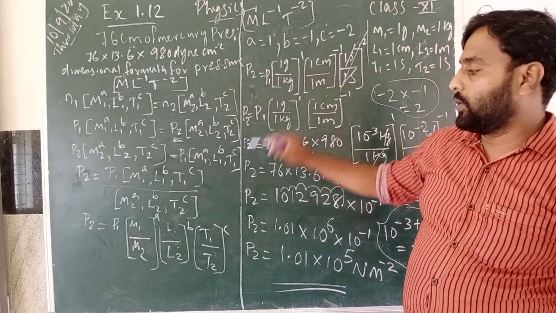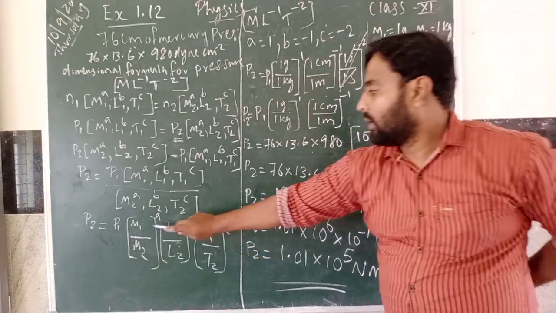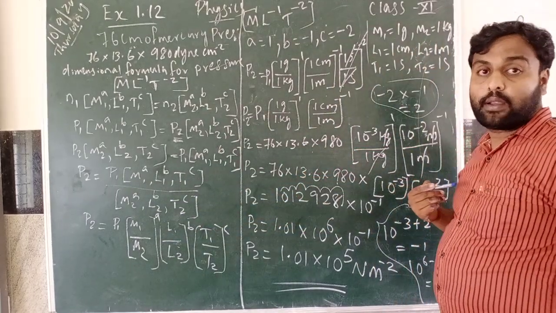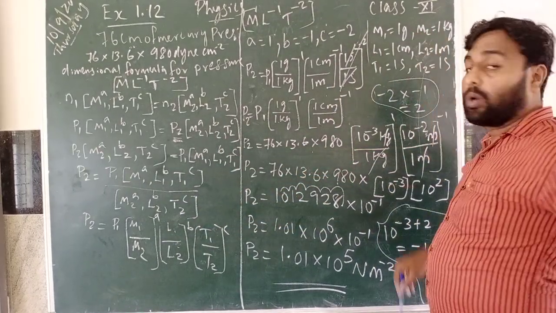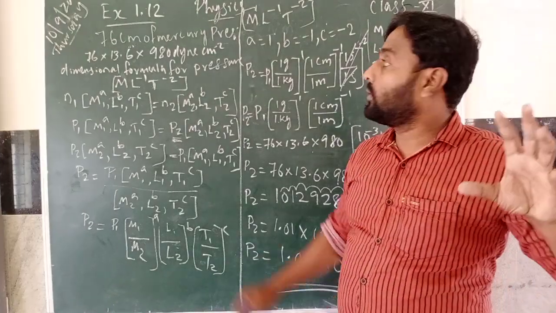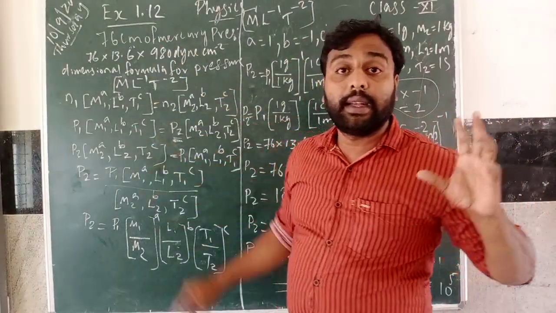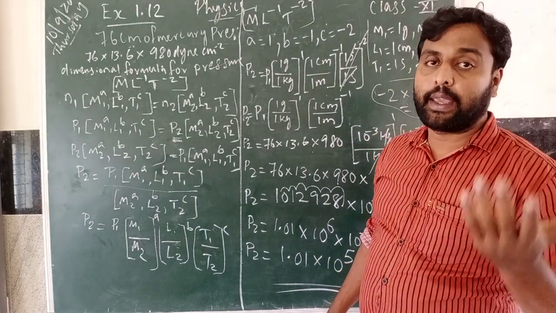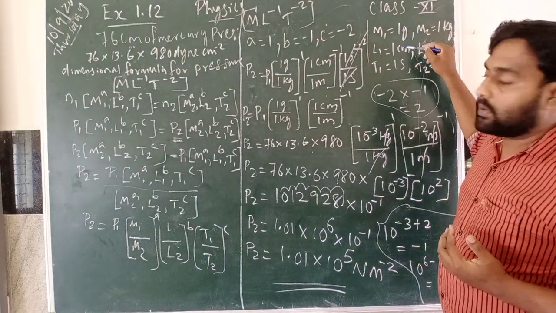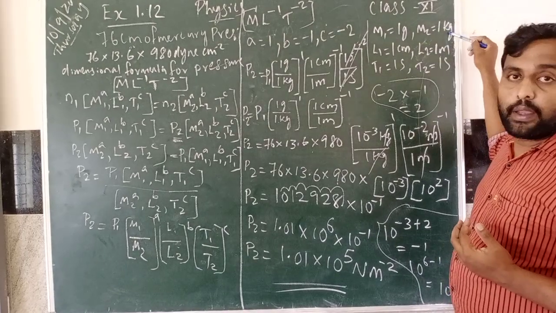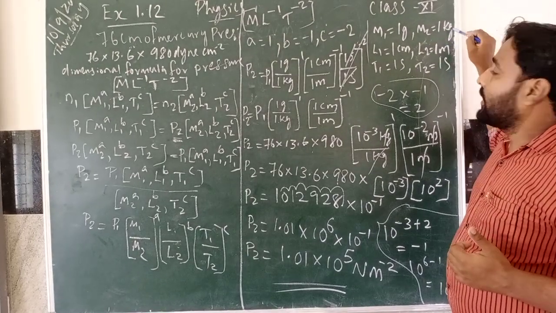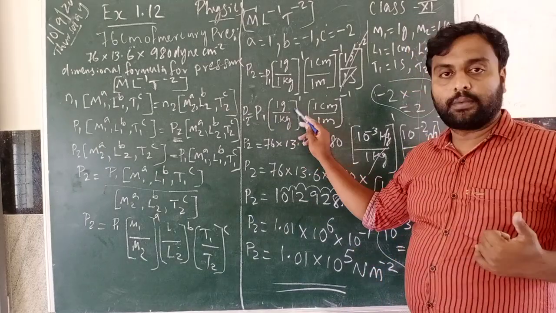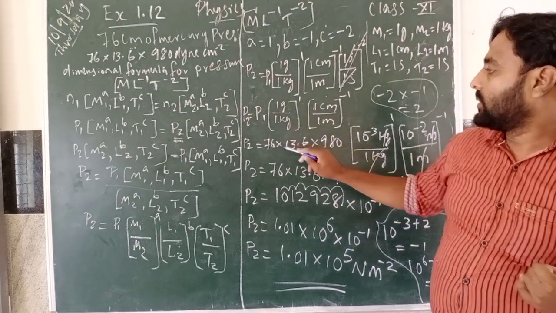Now substituting in this formula. M1, L1, T1 means what set of units? CGS. M2, L2, T2 means MKS. So 1 gram, 1 centimeter, 1 second. Here MKS, meter, kilogram, second we are taking. Now substitute here.